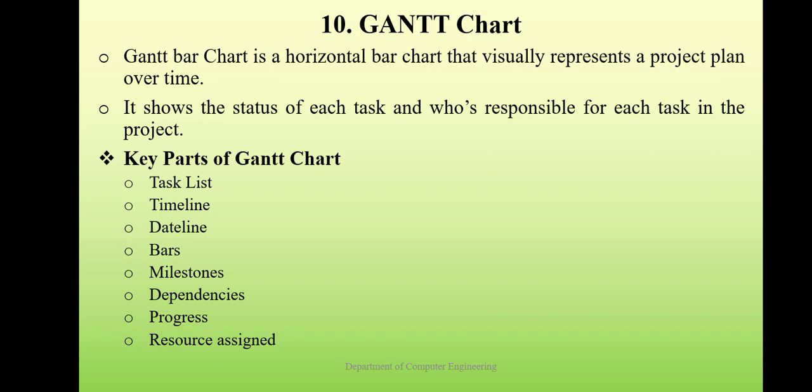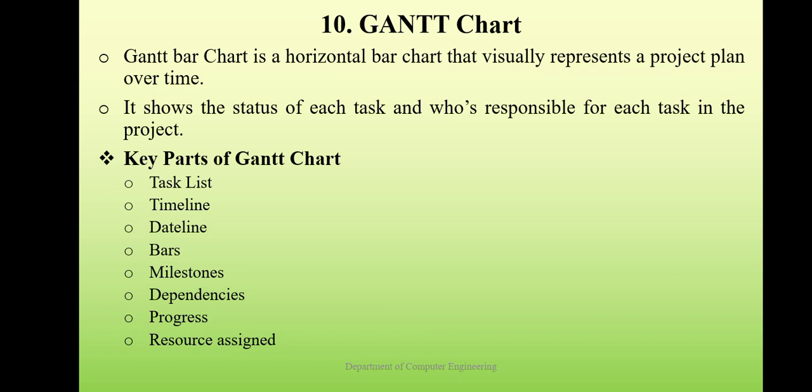Gantt bar chart is a horizontal bar chart that visually represents a project plan over time. It shows the status of each task and who is responsible for each task in the project. It describes the timeline of the project, when the task is started and when it is ended. The progress status is also visualized. The schedule is illustrated. With this, tasks are planned, scheduled and tracked.